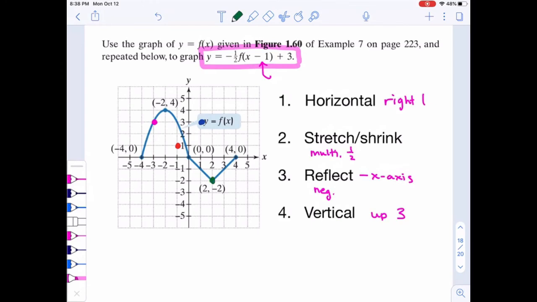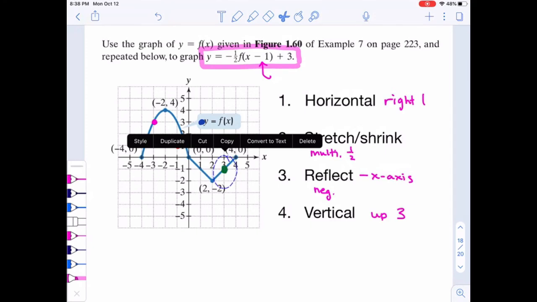Next point. 1, 2, 3, fourth point. All right, horizontal. I'm going to shift it to the right, 1 spot. If I can grab it. Give me a second. I'm going to shift it to the right, 1 spot. I'm going to multiply it by a half. Well, right now I'm at -2. Half of -2 means I'm going to be at -1.